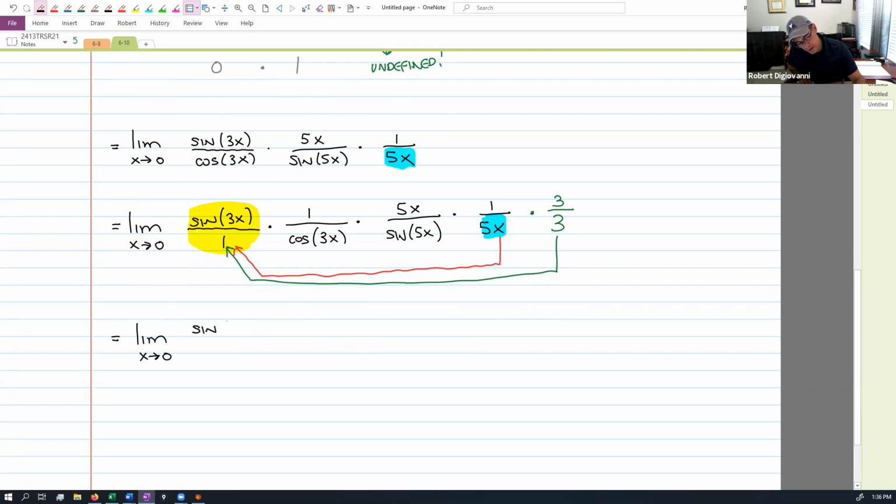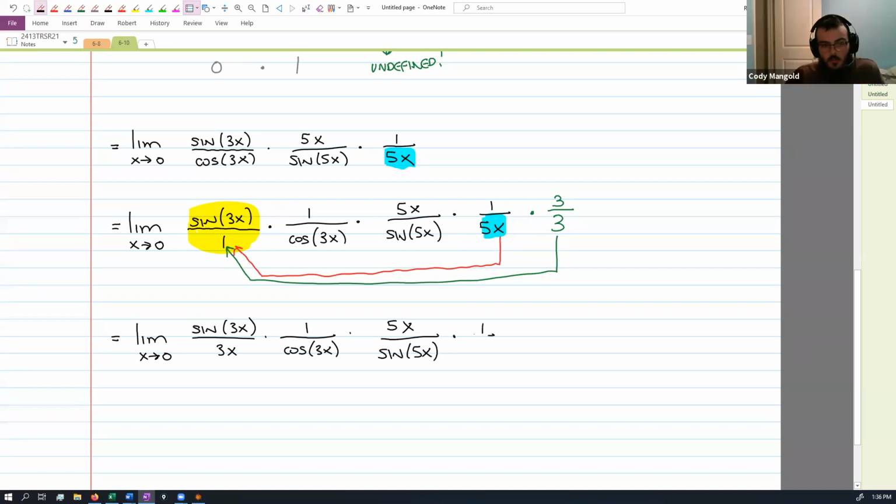I now have sine of 3x over 3x. I have 1 over cosine of 3x. I have 5x over sine of 5x. And what do I have here? Because I slid things around, what's still right here? Yeah, 1/5. Just 1 over 5, times 3 over 1. Now, any questions on that?